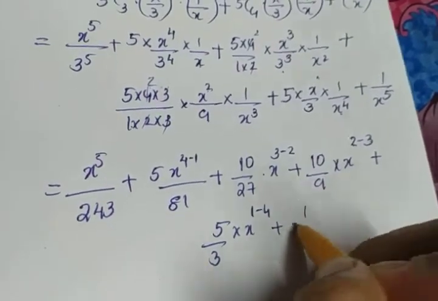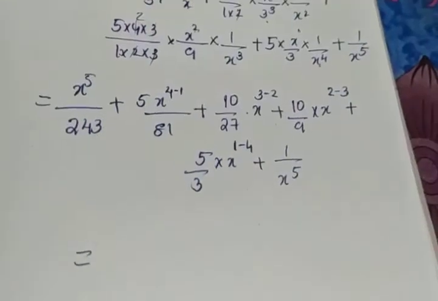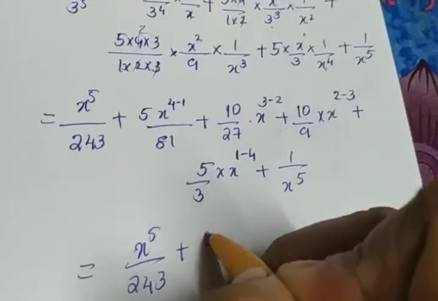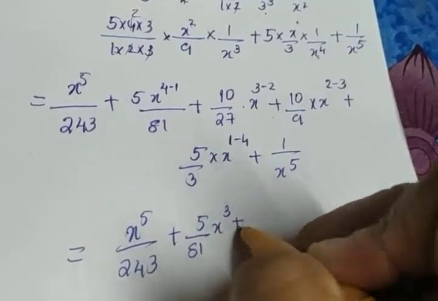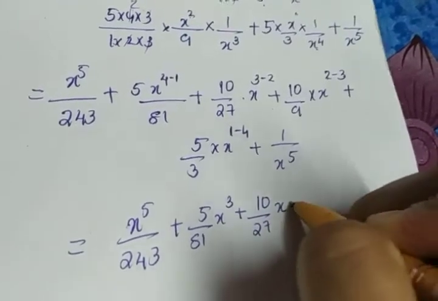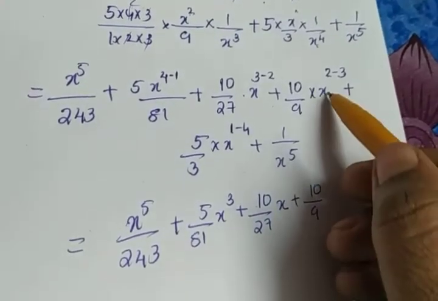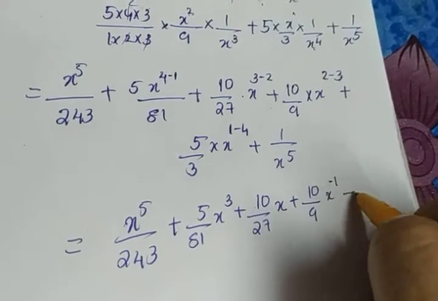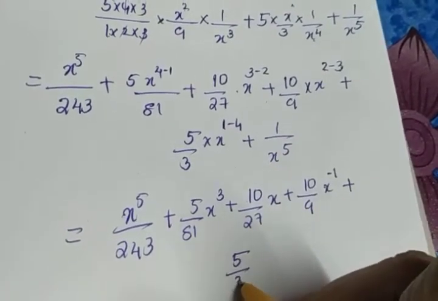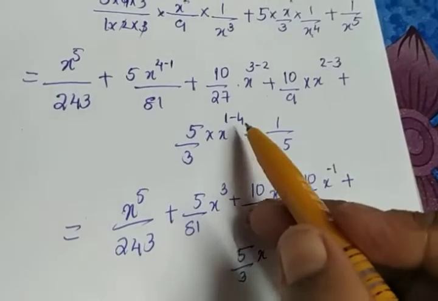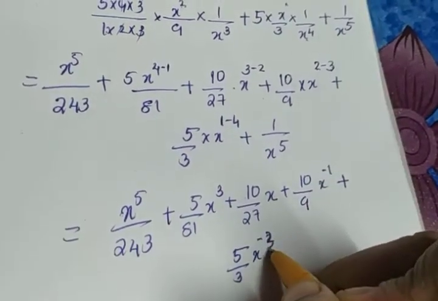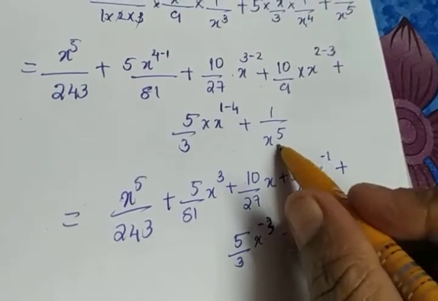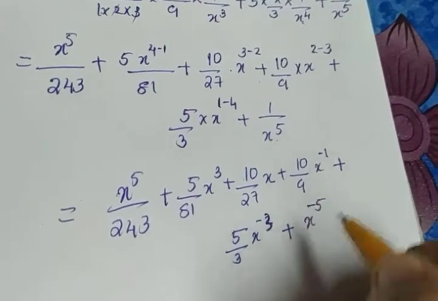x raised to 1 by x raised to 4 gives you x raised to 1 minus 4, plus 1/x raised to 5, is equal to x raised to 5 divided by 243, plus 5/81 into x cube, plus 10/27 into x, plus 10/9 into, either you can write x raised to minus 1, otherwise you can write 1/x. So I am writing x raised to minus 1, plus, for the next term 5/3 into x raised to minus 3, otherwise you can write 1/x cube, plus 1/x raised to 5, either you can write 1/x raised to 5, otherwise we can write x raised to minus 5.